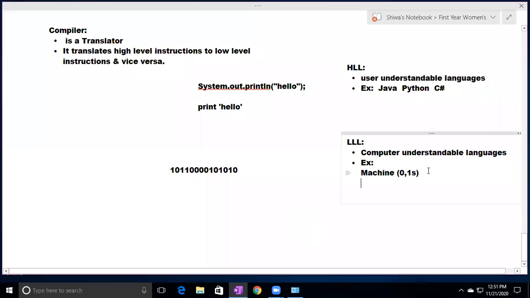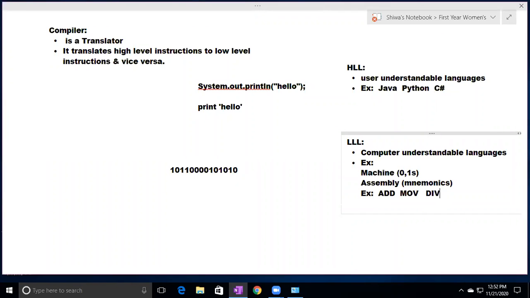We can understand easily. Like machine language, assembly language is also there. In the assembly language, we write the code by using some mnemonics. I'm giving examples of mnemonics. For addition, we use ADD. For moving, MOV. For division, DIV. Like that. For subtraction, SUB. We use some mnemonics.